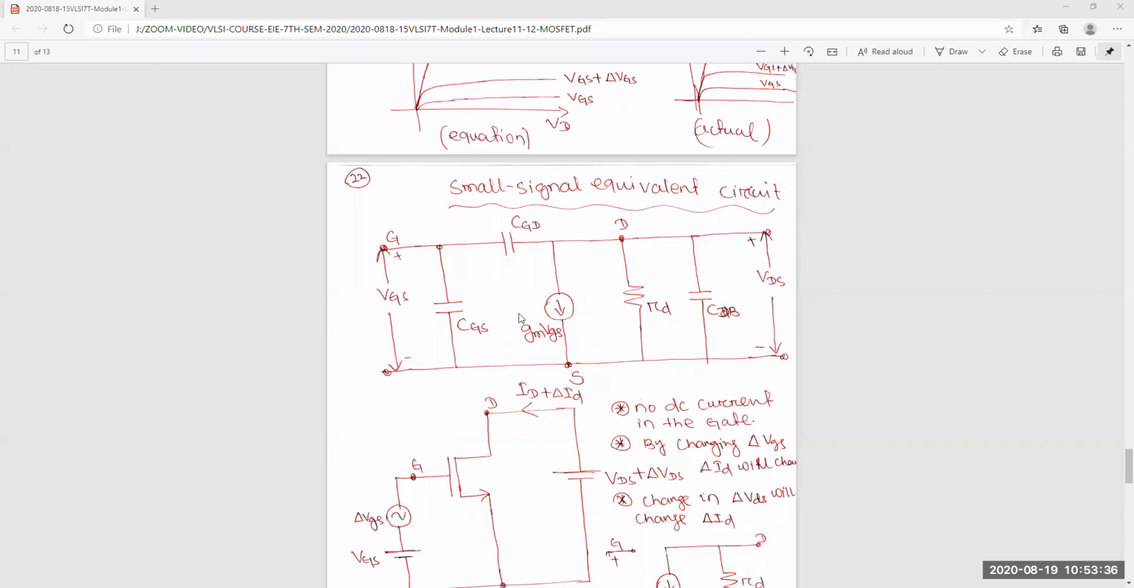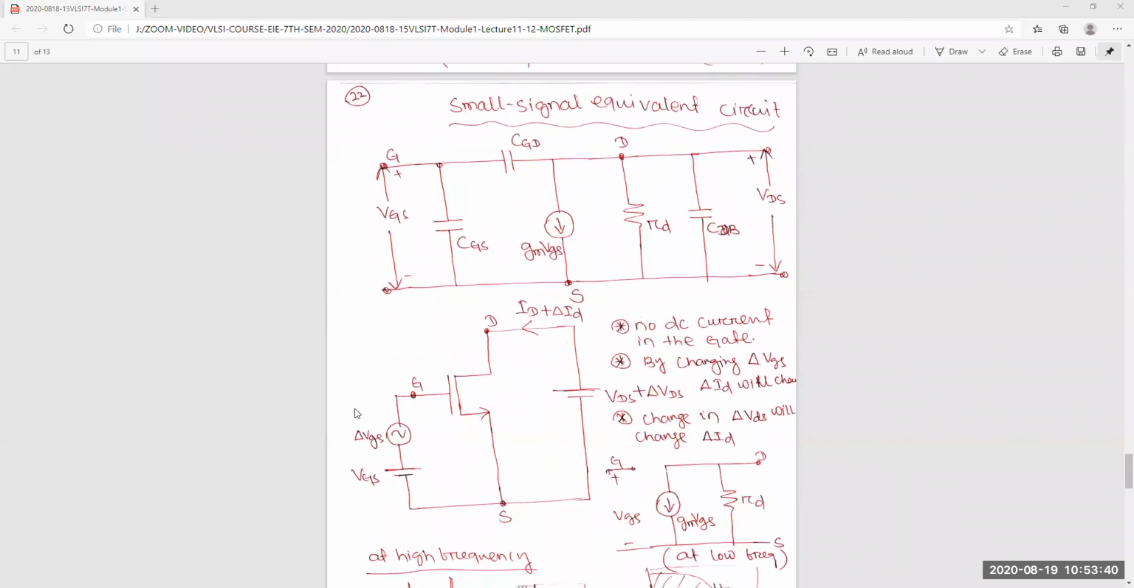Now first we will discuss this current. You can say this in the DC arrangement also. We are giving a DC biasing and we are superimposing a small signal, del VGS. Here, this is the DC voltage, VGS DC value, and this is small VGS.